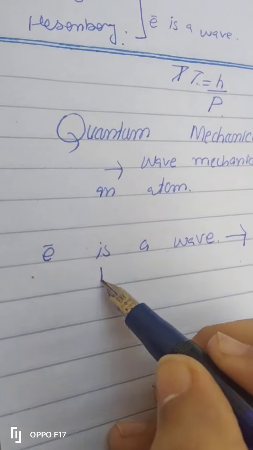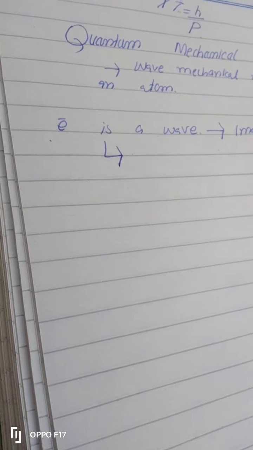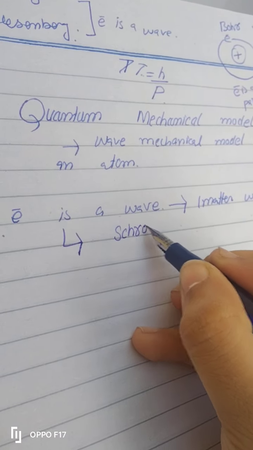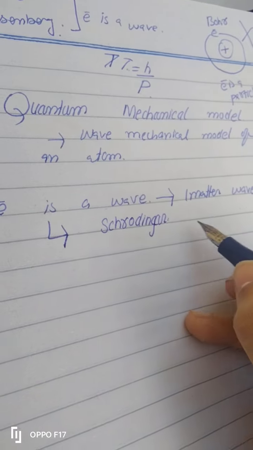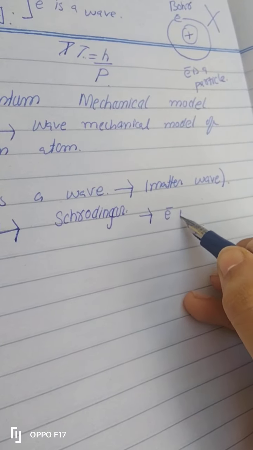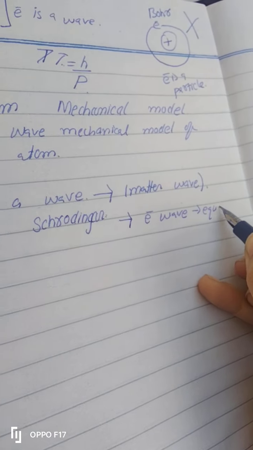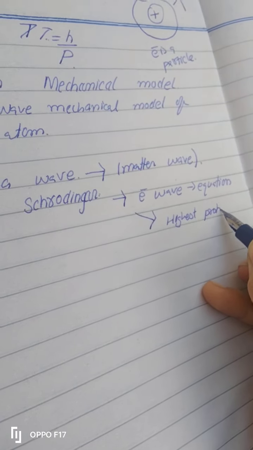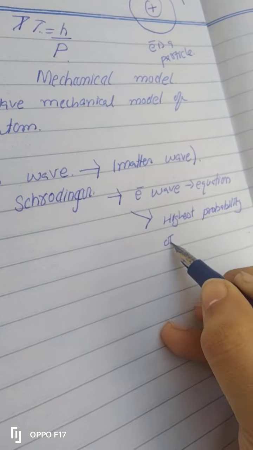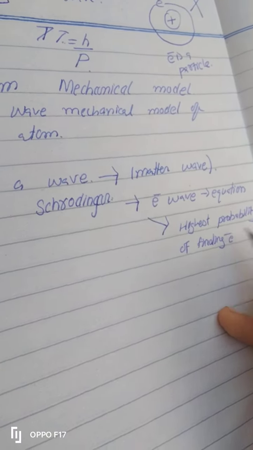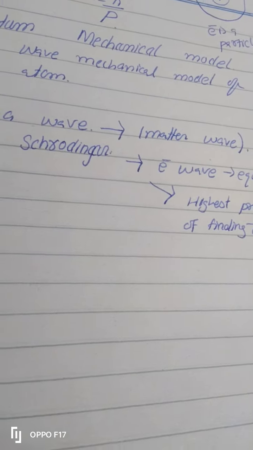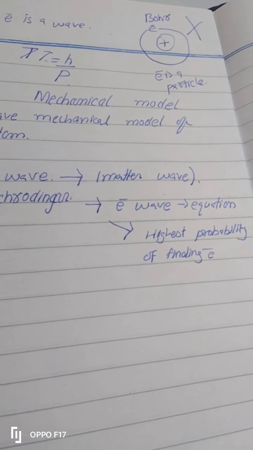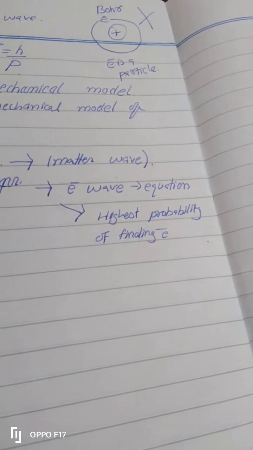There was a scientist who gave the exact base of that quantum mechanical model, known as Schrodinger. He proposed the electron wave equation, which tells the highest probability of finding the electron. Now what is probability? The electron is a wave, so how can you find the exact position of a wave? Obviously you can't find the exact position of a wave, but you can find the probability. Probability means the chances of finding the electron.